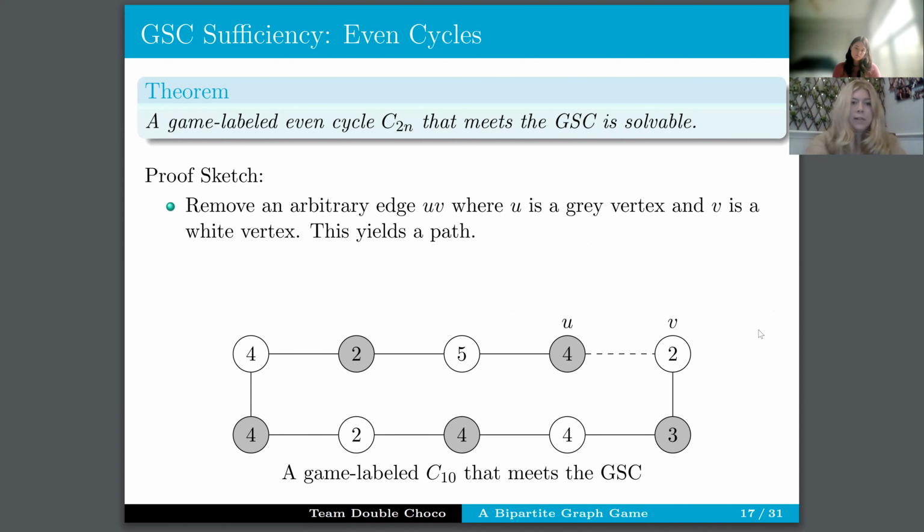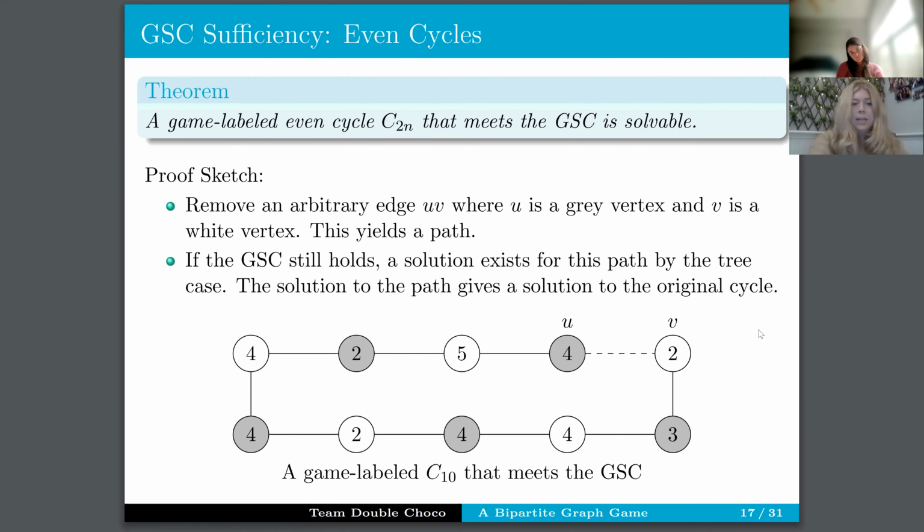We have also proven that the generalized sum condition is sufficient for even cycles. The proof sketch for this is that we remove an arbitrary edge, UV, where U is the gray vertex and V is the white vertex. This yields a path. If the generalized sum condition still holds, a solution exists for the path by the tree proof, and the solution to the path gives a solution to the original cycle. You can see that that is the set of reductions made for this solution.